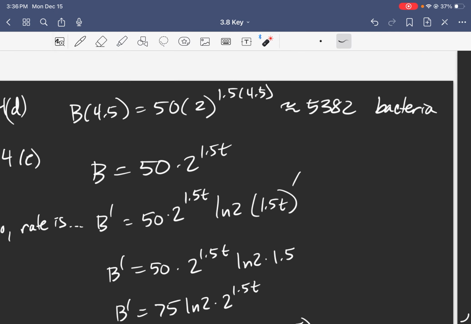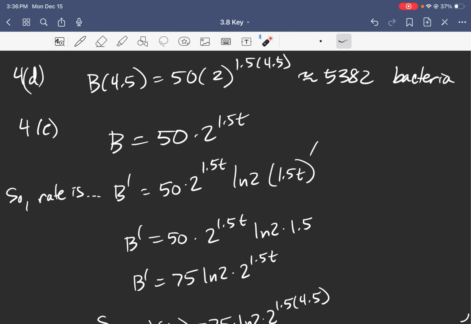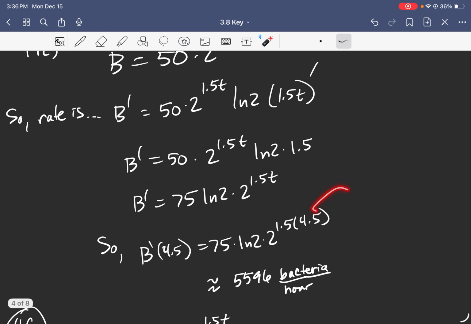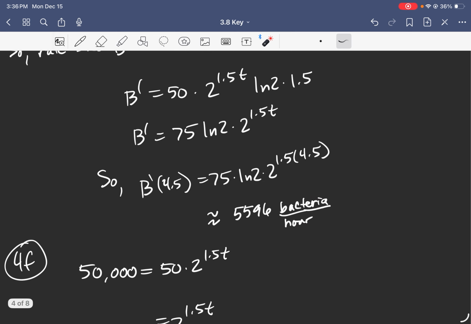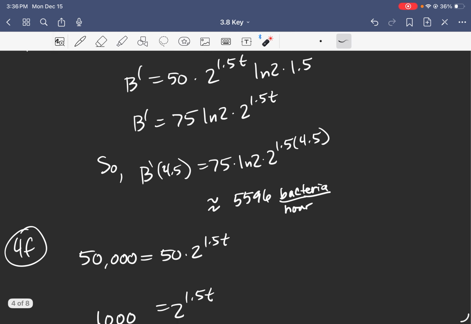Then for part D, it says what happens after about 4.5 hours, we end up getting this many bacteria. And so then it wants to know, find the rate of growth after 4.5 hours. Well, the rate of growth is just the derivative. So I end up getting this for my derivative. And then I plug in 4.5 to get a derivative, which is in terms of bacteria per hour.